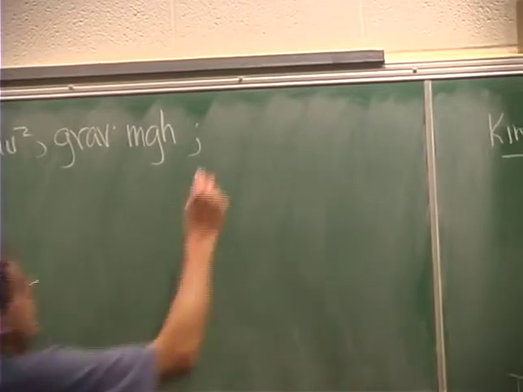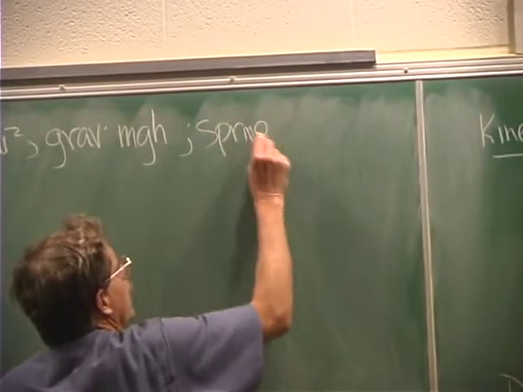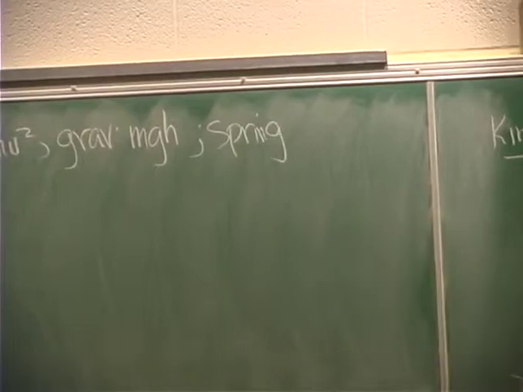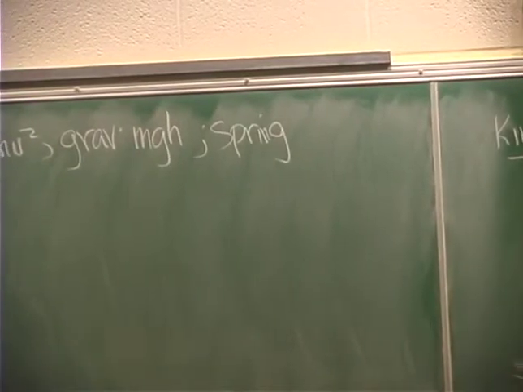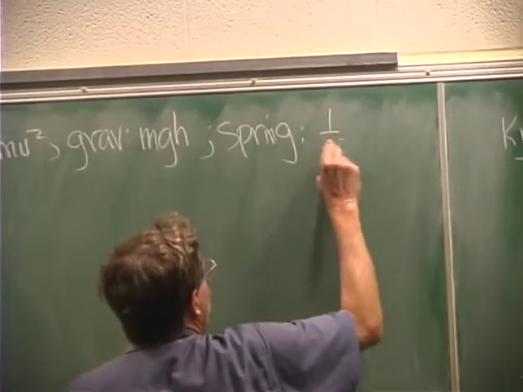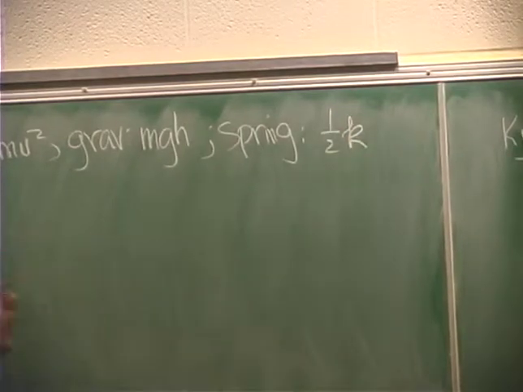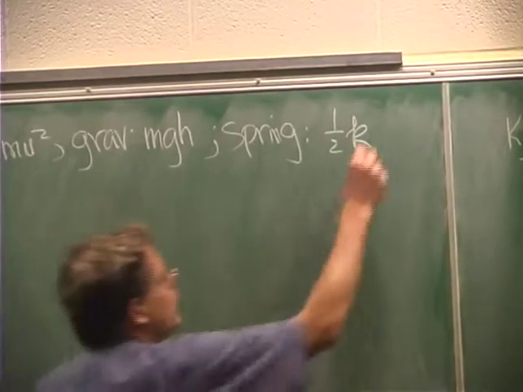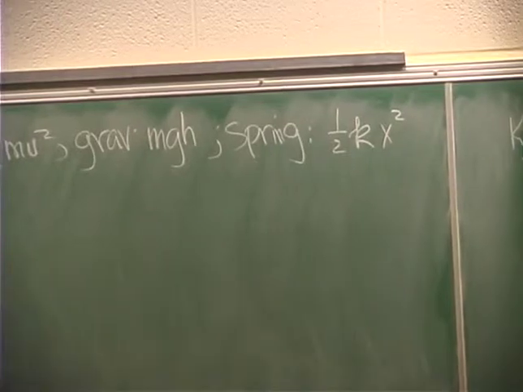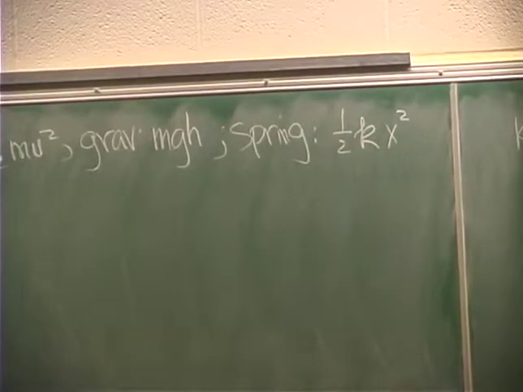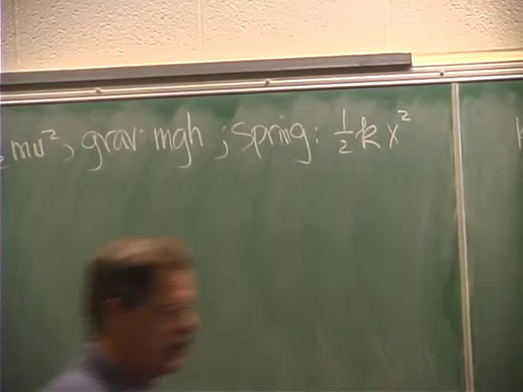There's spring energy. That's the capacity of a spring that's compressed or extended to do work for you. How much work can it do? 1/2 k, where that's the constant in Hooke's law, the spring constant, which depends on the stiffness of the spring, times x squared, where x is the amount that you compressed or extended it from its equilibrium position.